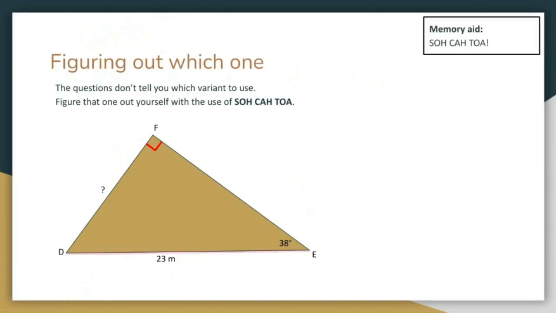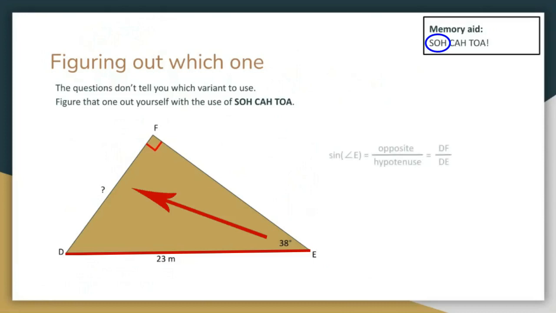As we know the hypotenuse and angle E, and we want to know side DF, which is opposite of angle E, we are going to use the sine here. We can then write down our ratio formula. The sine of angle E is opposite over hypotenuse, which is DF over DE.